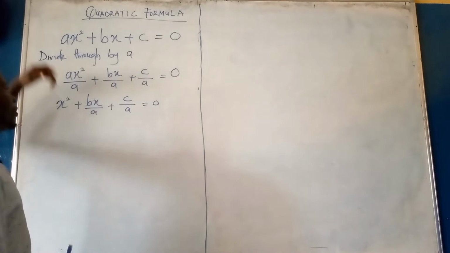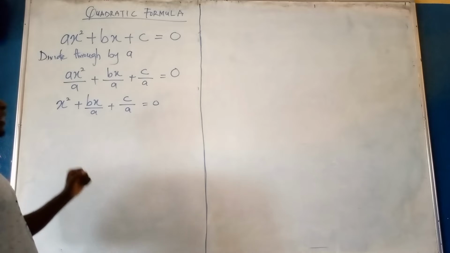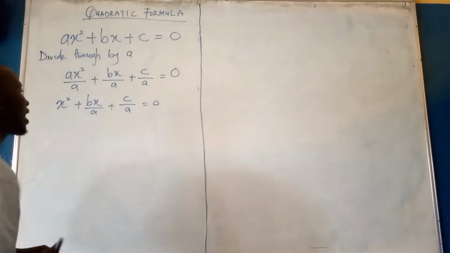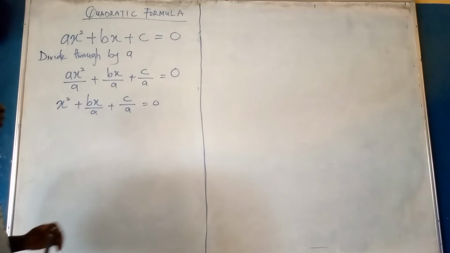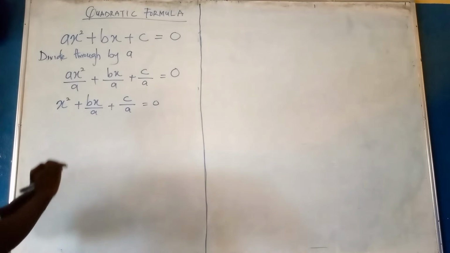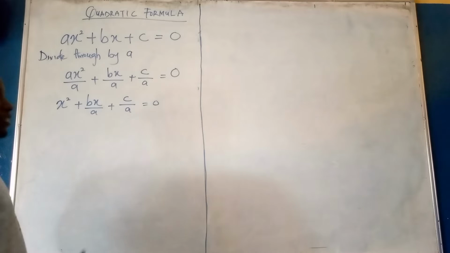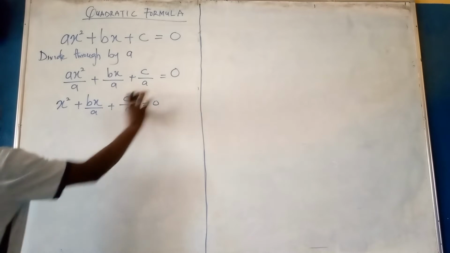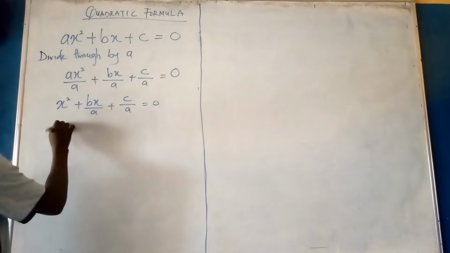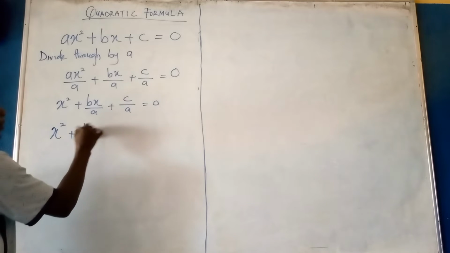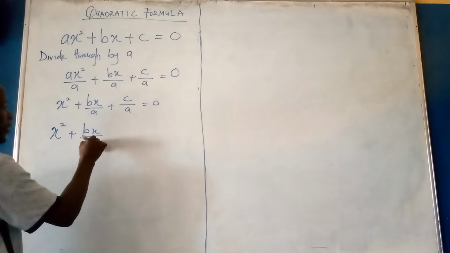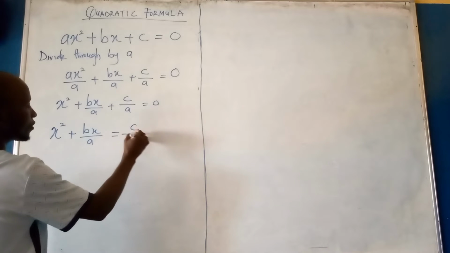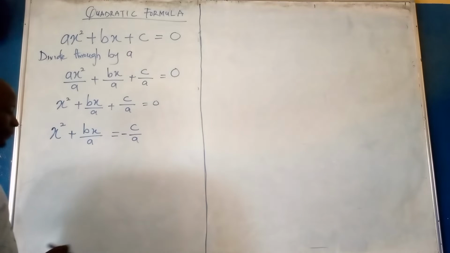The second step is to make sure that the constant part of this quadratic equation moves to the other side. And why are we doing that? It is to make sure that one side is a perfect square and the other side is just a constant or number. Now, just move this to the side, so x squared plus bx over a equals minus c over a.